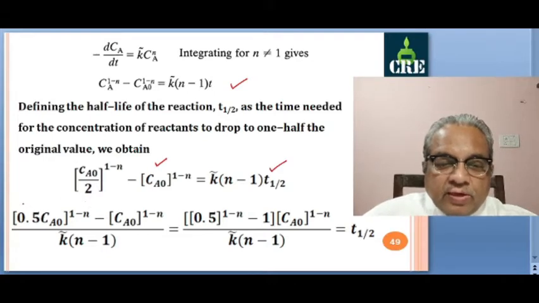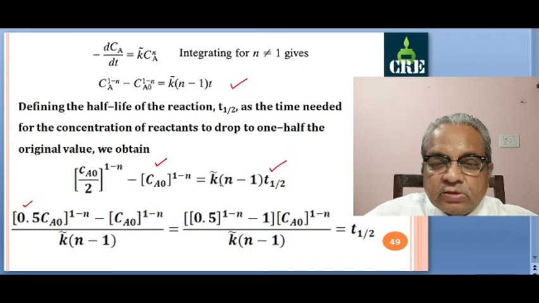Now this 1 by 2 I have written as 0.5. So 0.5 into Ca0 raised to 1 minus n minus Ca0 raised to 1 minus n, and this is divided by K bar divided by n minus 1. So this term I have transferred to this side, so that on the right hand side I am left with only t half, that is half-life. In the numerator, take out Ca0 raised to 1 minus n common. If I take Ca0 raised to 1 minus n common, what I am left with is 0.5 raised to 1 minus n minus 1.